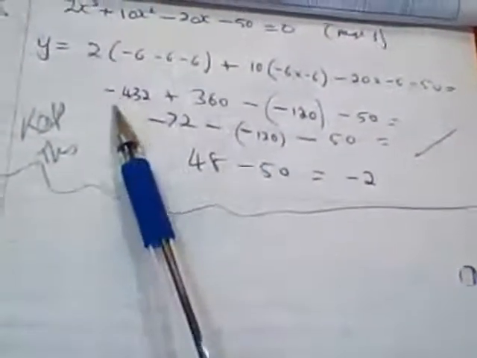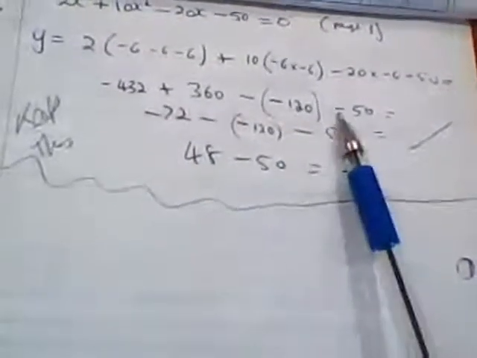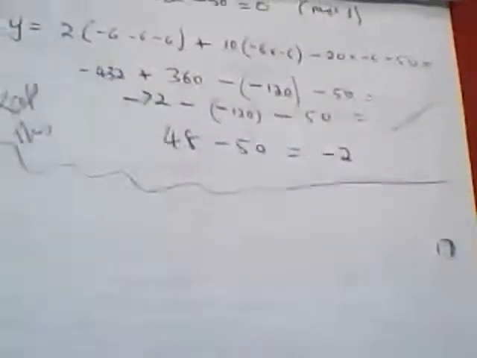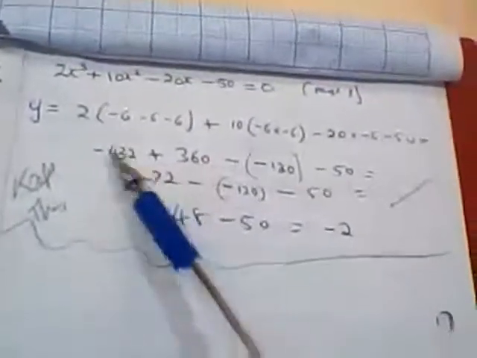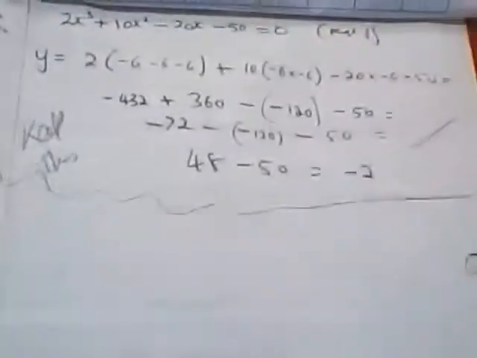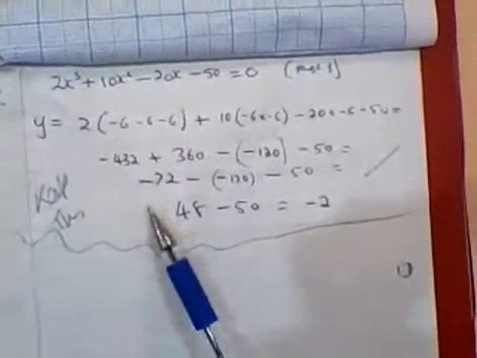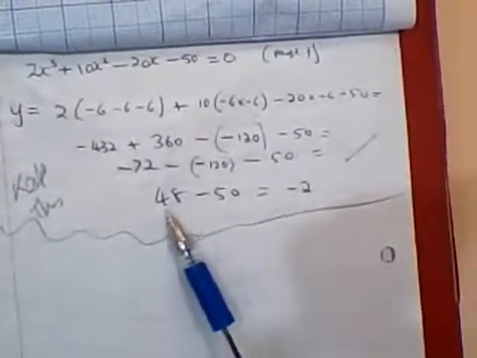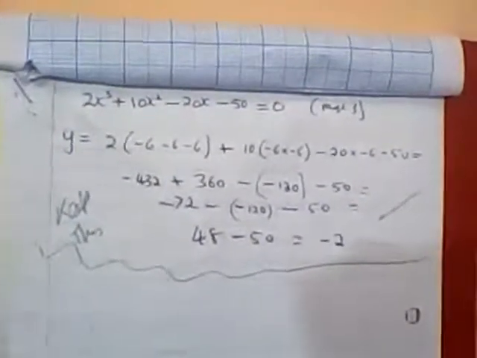So when we multiply this out, we get minus 432 plus 36, so 0 minus 120 minus 50. Now again, remember, it's just how I work. You might just ignore these steps, but for me, I needed to put in those gaps that made those steps easier for me to understand and follow. Now here we have 40 minus 50 equals minus 2. And that is the result we have in this case.